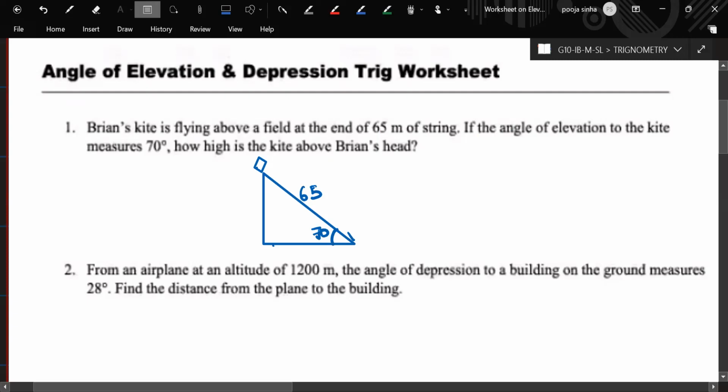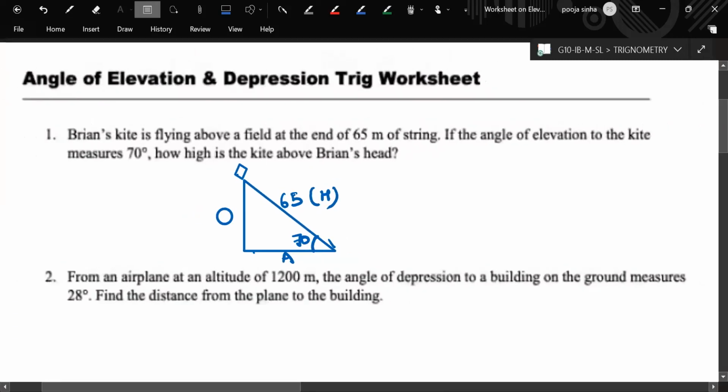Okay, so I'll just name them. Which one is opposite? Opposite is the height. This is opposite. And which one is adjacent? The one at the bottom. Adjacent and hypotenuse, this one. All right. So what are we supposed to find out? We are supposed to find out O. So we'll use sin.